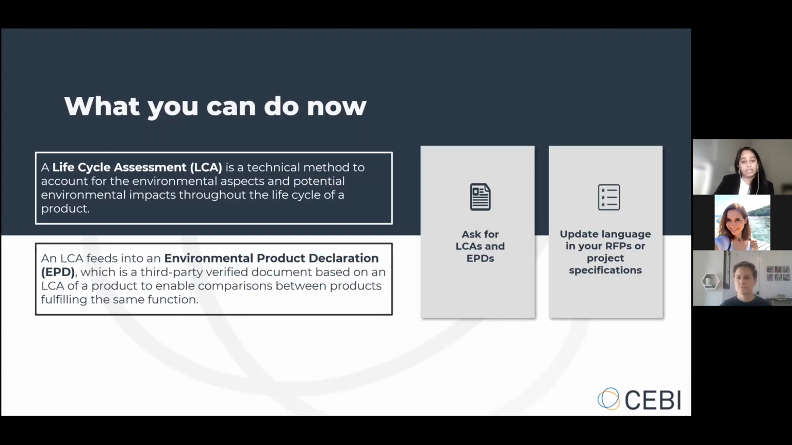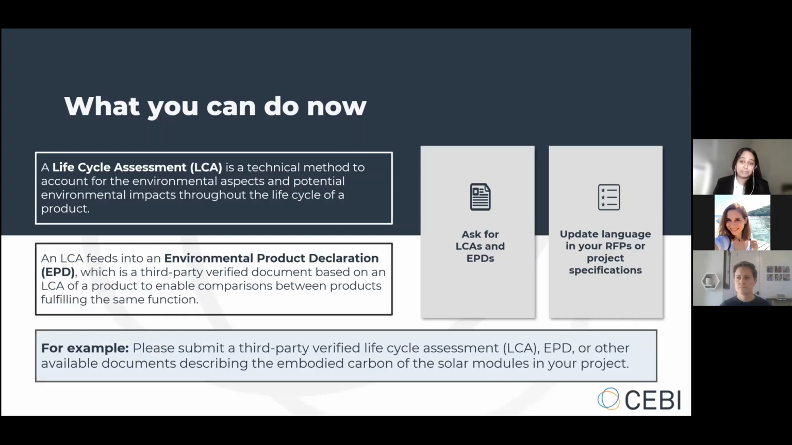So what can you do with these? Simple, ask for them. Asking for this information from your current and potential suppliers indicates that this is a priority for you and can help you make low carbon decisions down the line.